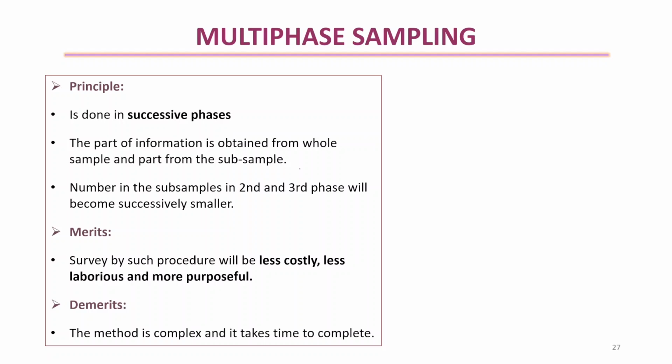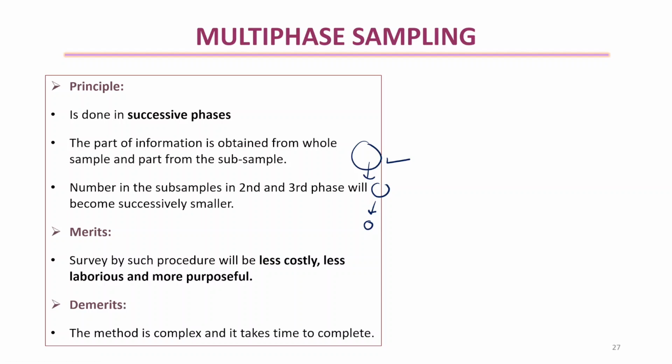Initially, information is collected from everyone. Then, based on the findings, only a subgroup proceeds to the next stage. Finally, an even smaller subgroup enters the last phase. So the sample size becomes smaller with each phase.